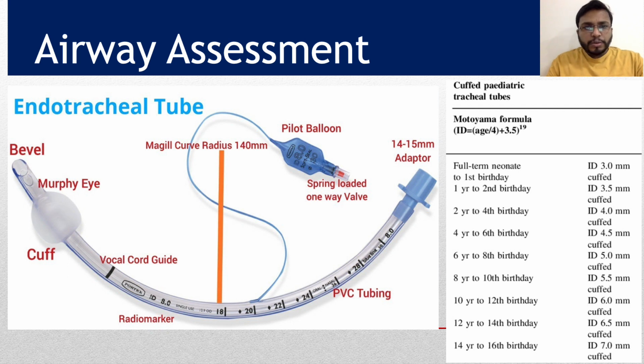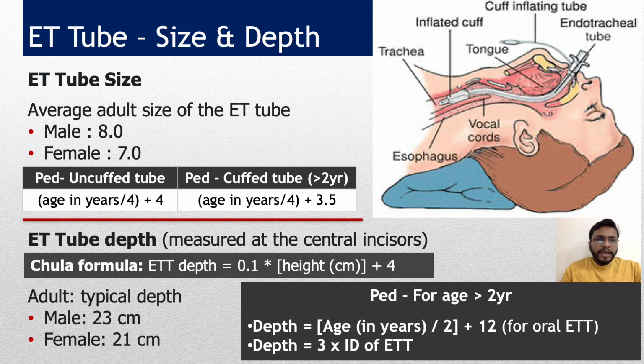For pediatric tubes, these are the commonly used measurements. For a cuffed pediatric tube, it's age divided by 4 plus 3.5 for the internal diameter calculation, and we have the various sizes that you commonly use. We can go in depth about the ET tube size and depth.